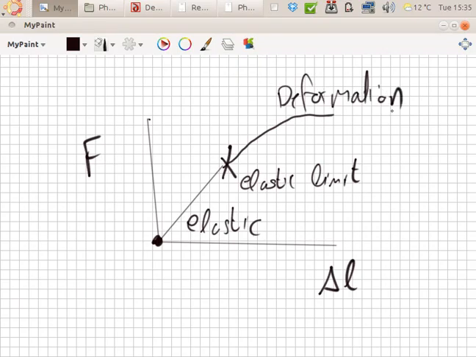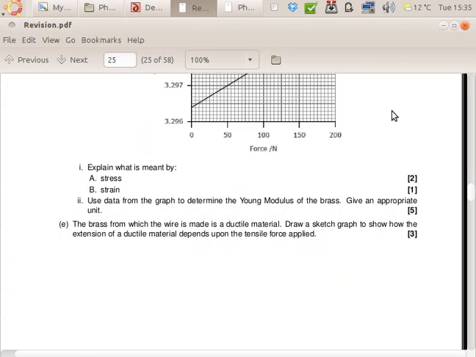You missed this at the start, Joseph. When you stretch an elastic material too much, it loses its elastic properties. So the graph then no longer becomes linear. Right, which is the end of that part.